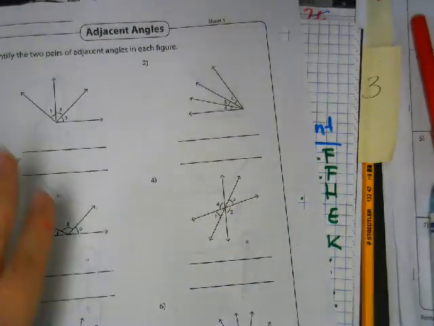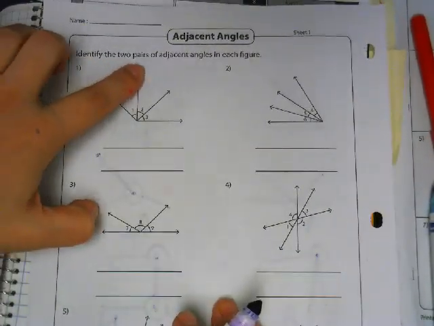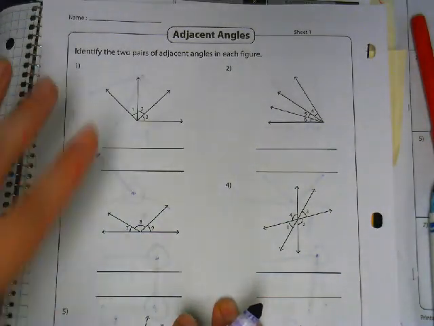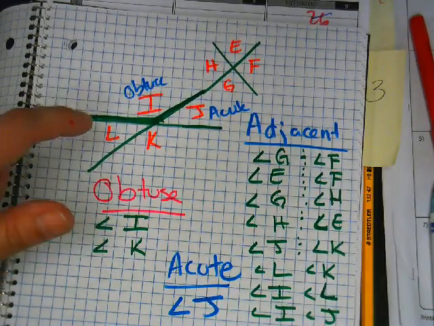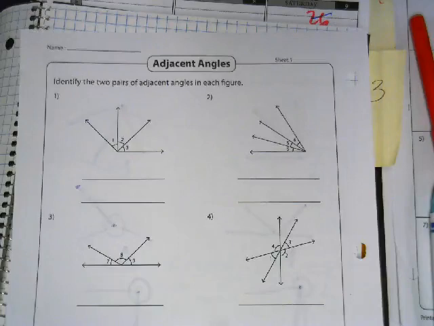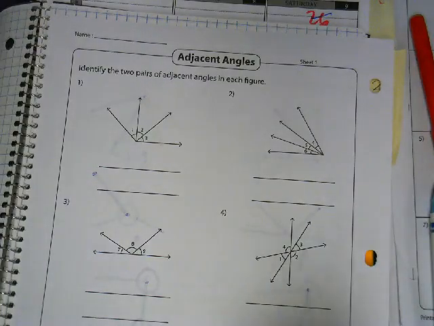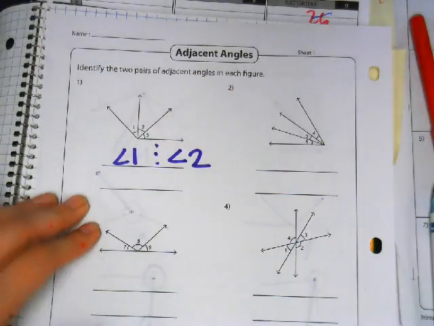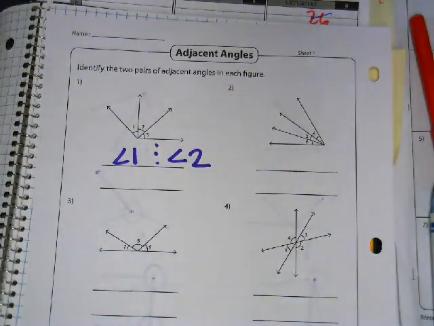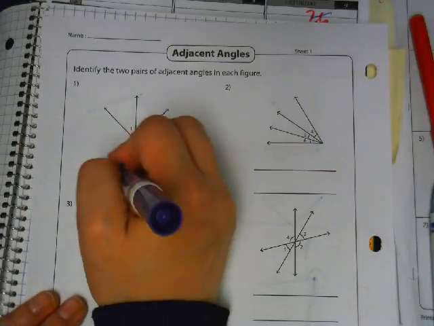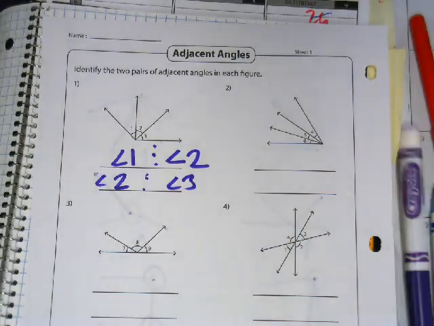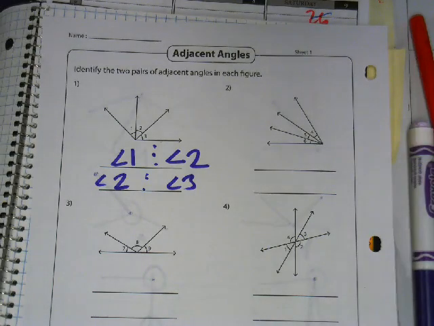All right, Ruben. Okay, identify the two pairs of adjacent angles in each figure. So there's only 2 for each. So name me a pair on the back. This is just like our notes, except they don't use letters, they use numbers. So what 2 angles are adjacent on the back? Angle 1 and angle 2. And there's another pair that are next to each other. So 2 and 3. Very good. All right, keep going.